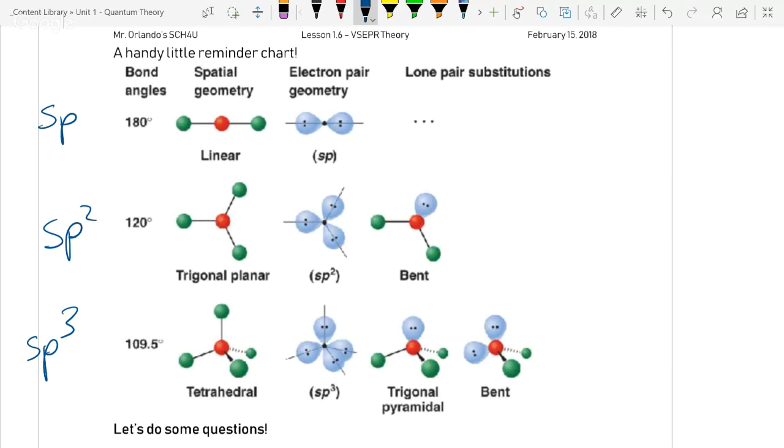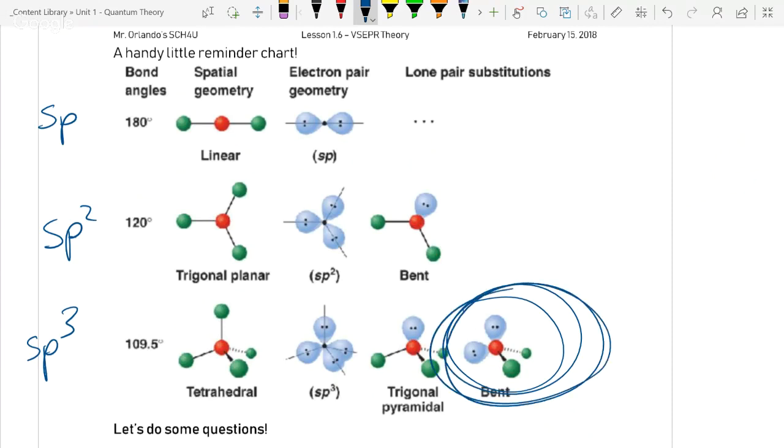But note, if it's 3D, it must be sp3. If it's 2-dimensional, it must be sp2. And they can all be 1-dimensional, right? Well, I shouldn't say that, sorry. If it's 2D, it's either sp2 or it's the bent form of sp3, right? That's another possibility.